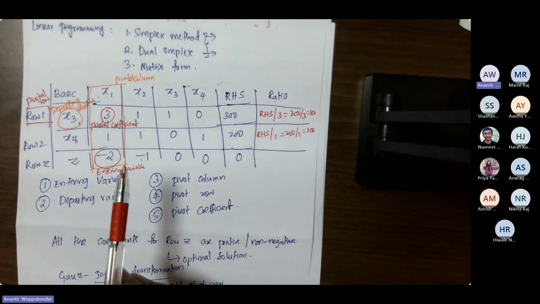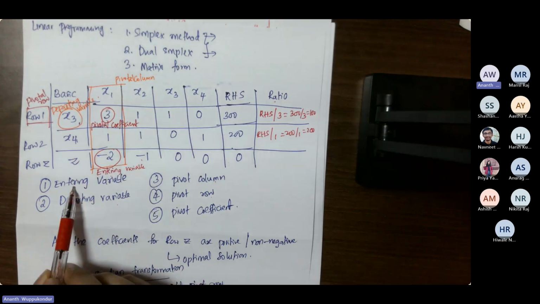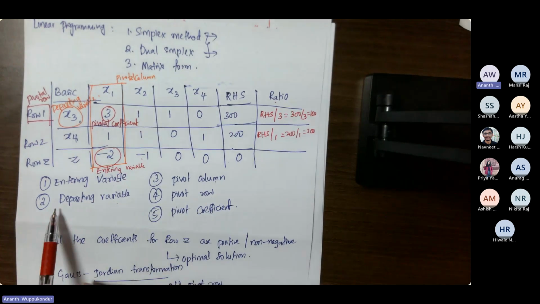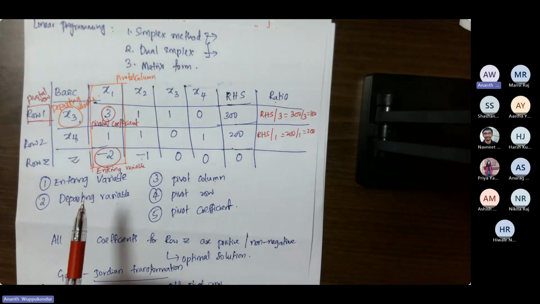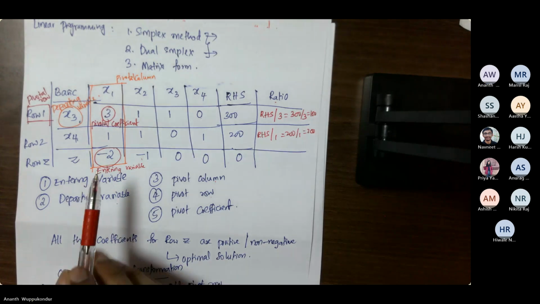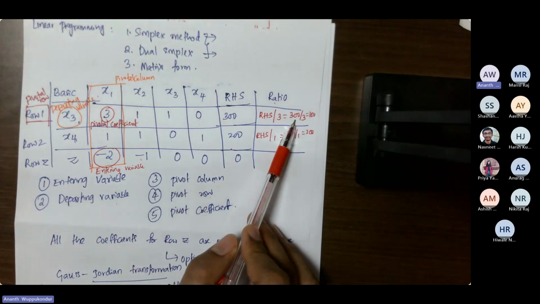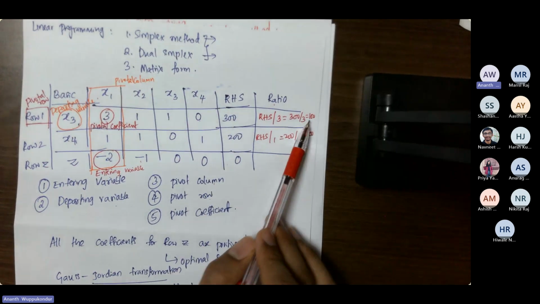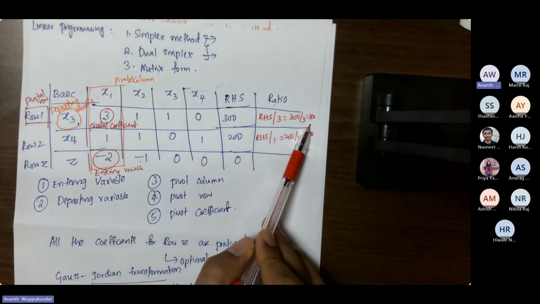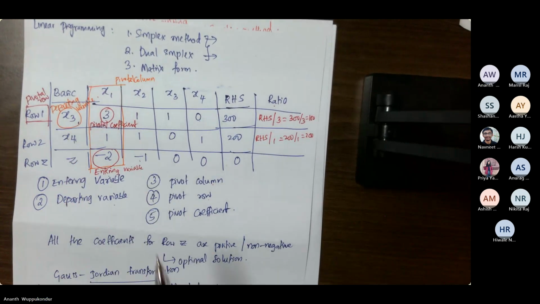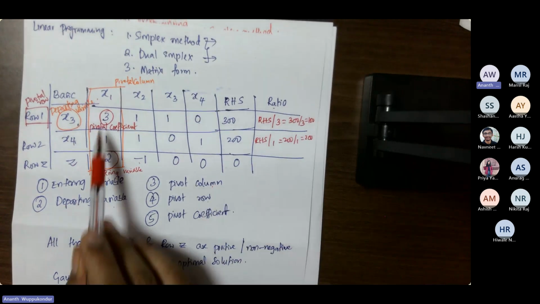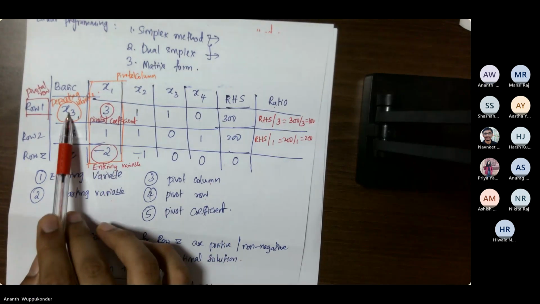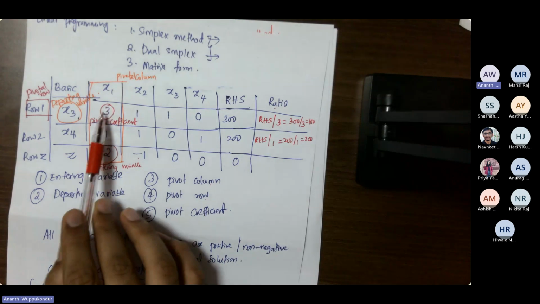Once you construct the simplex table, you need to identify the entering variable, based on the most negative value in the row Z. Then you need to identify the departing variable. You calculate the ratio of the RHS divided by the coefficient of x1, and the least ratio tells you which is the departing variable. In this case, you see it is 100, so the departing variable will be x3. We also have the pivot column, which is the column where you have the entering variable. The pivot row is where you have the departing variable, and the pivot coefficient is the term that coincides with both the pivot row and the pivot column.